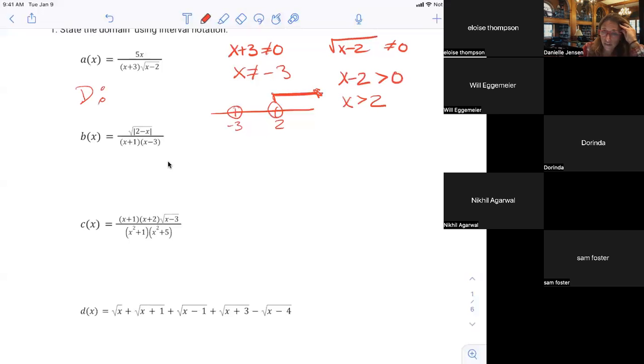I mean, negative 2 to infinity. Yeah, -3 is not greater than 2. So -3 doesn't even come into play. So it only, right, so it'd be 2 to infinity.